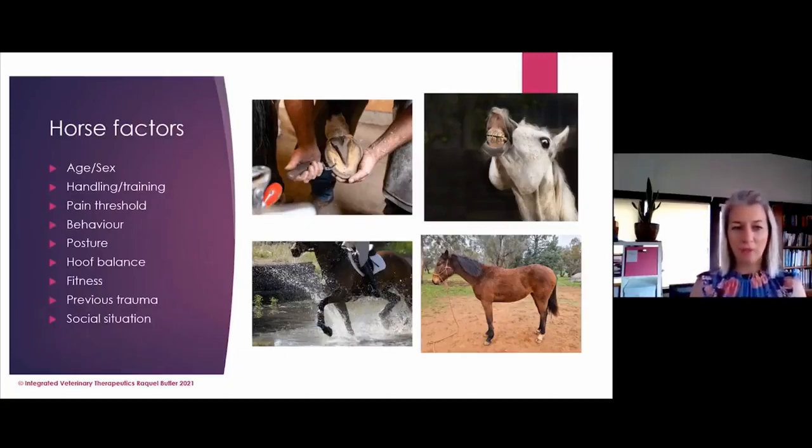Their behavior. So some horses can be really bitey on the ground, and they can be really expressive in their behavior. And so we're going to have to be able to deal with that. Their posture. So do we need to improve their overall posture? Was that an inciting problem? Or do we have now postural problems due to offloading certain areas? And we're going to have to kind of deal with that posture.